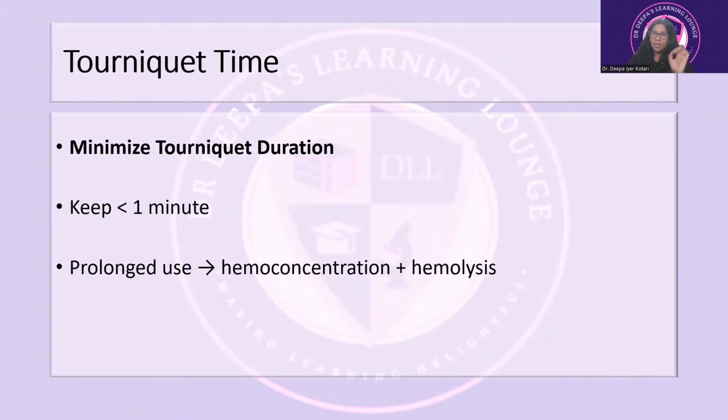Do not tie the tourniquet on the patient unless you are sure you're going to take a prick. Do not tie the tourniquet. If a patient has told you that he needs 5 tests and he's not sure about it, please talk to the clinician and find out if anything more is needed.